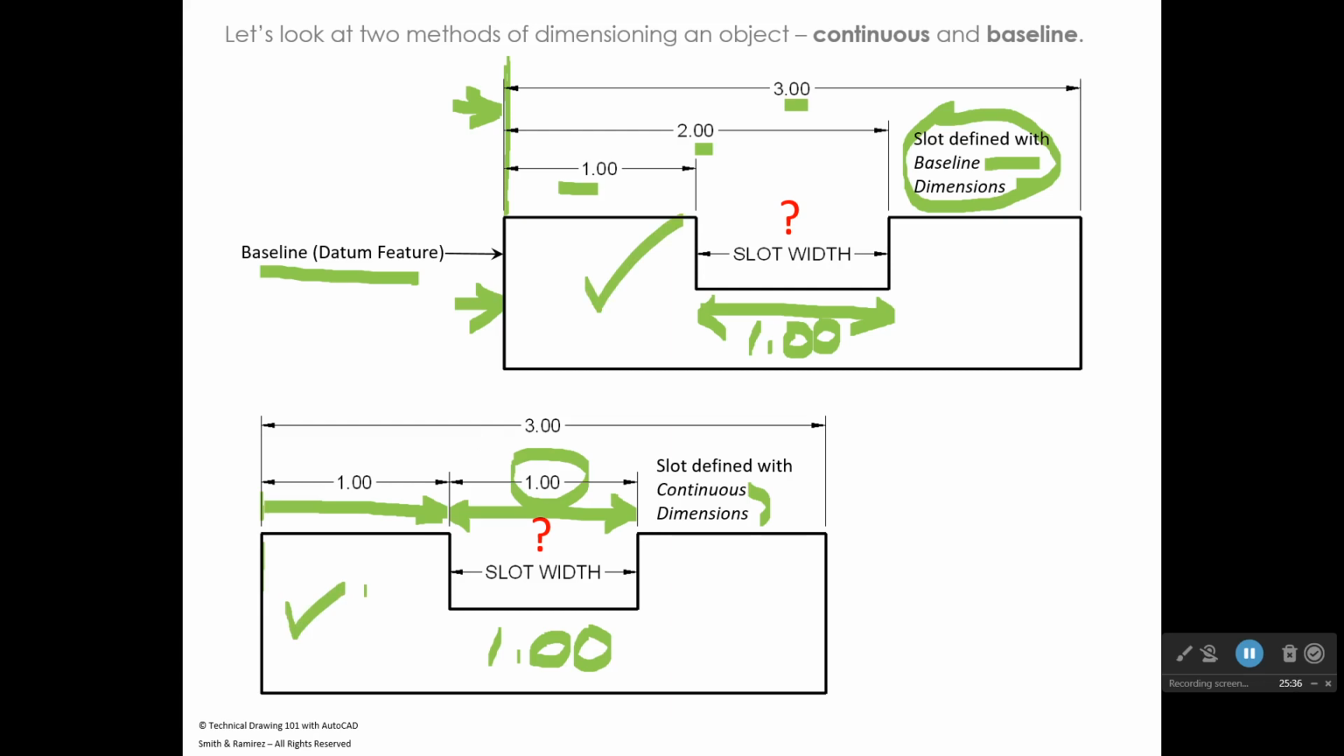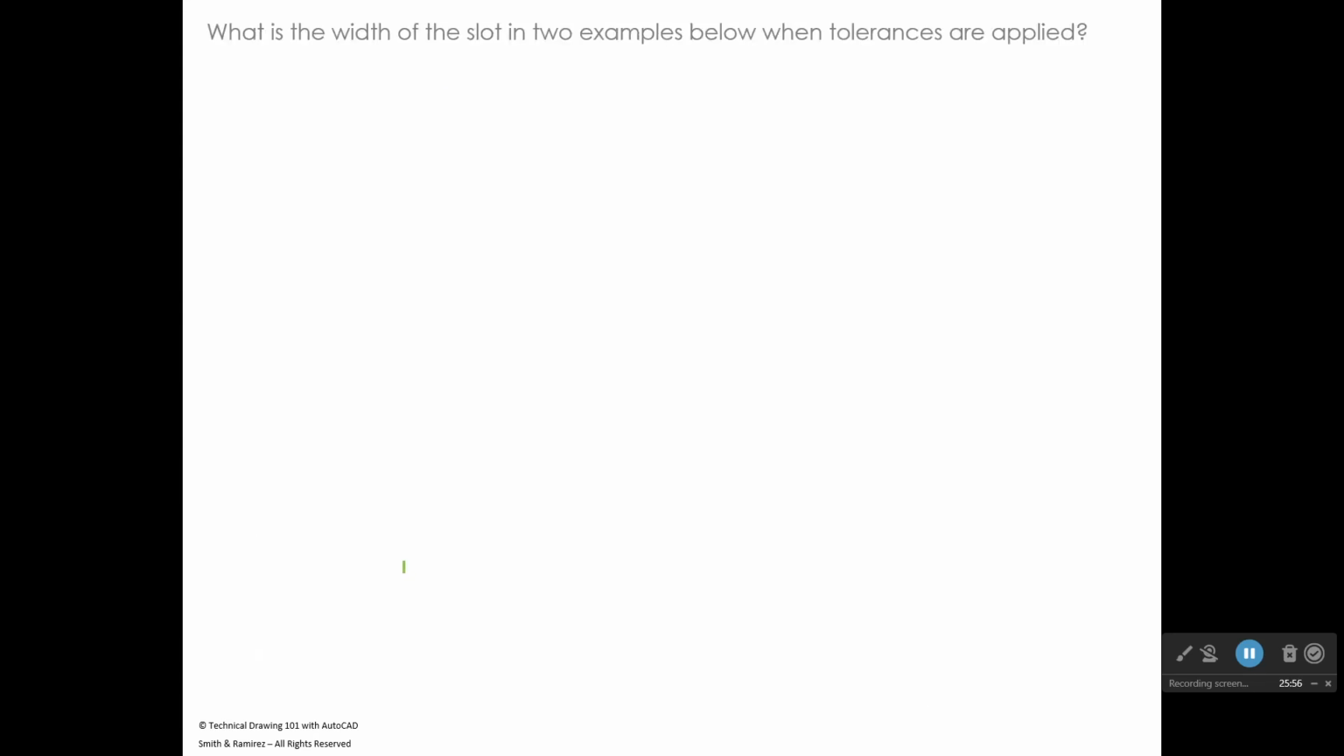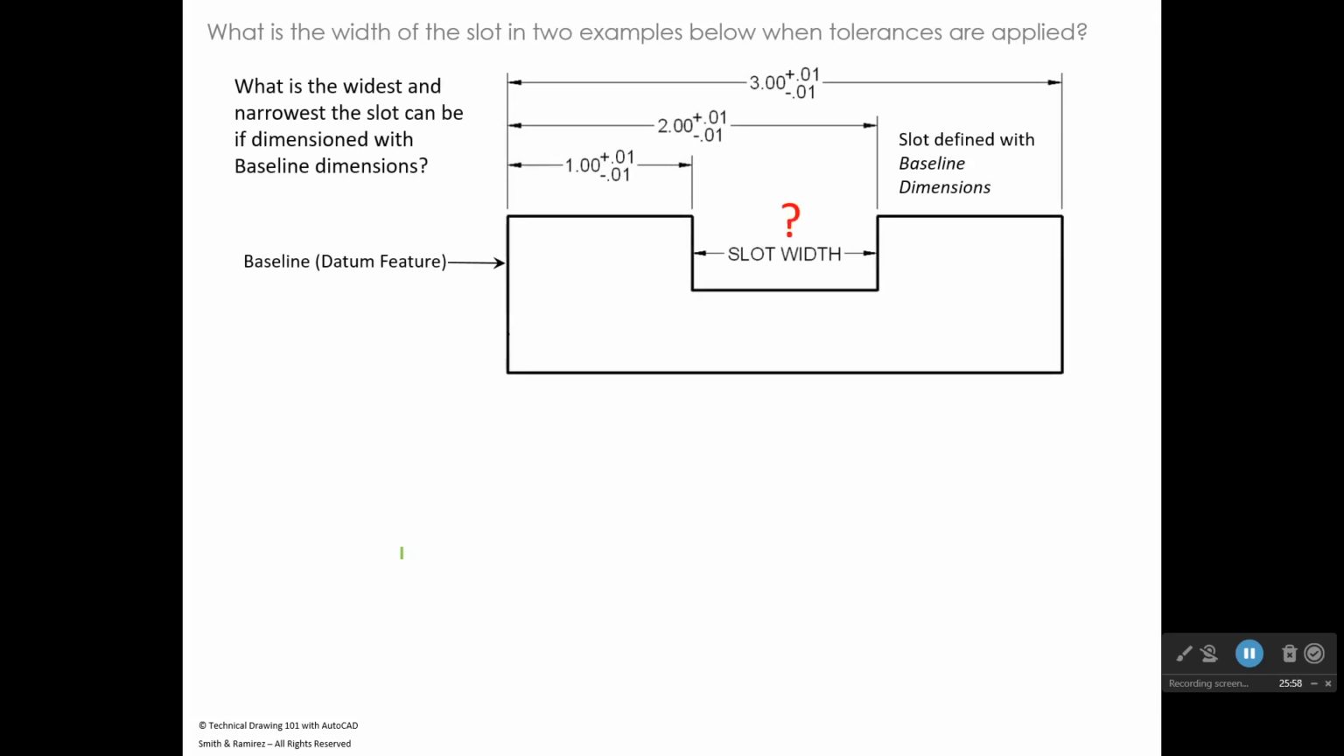So that's the key thing. Once we add tolerances to this, the widths of those slots is going to start to vary. So as a designer, this is like design 101 right here. What would the width of the slot be if we started to add tolerance to those things? So that's what the next slide shows you. I'm going to go to the next slide right here.